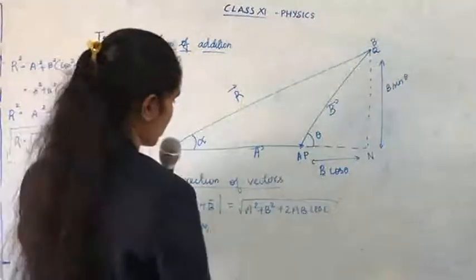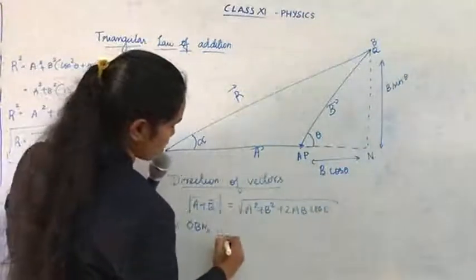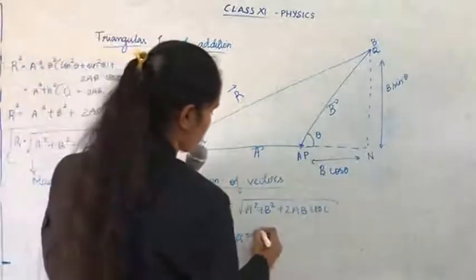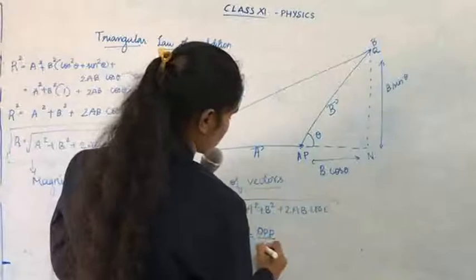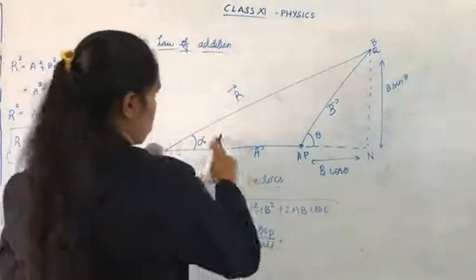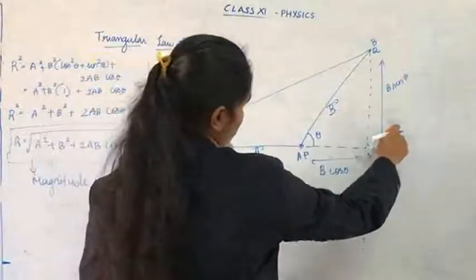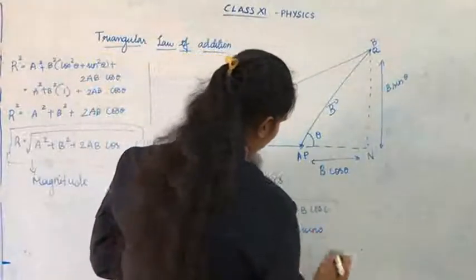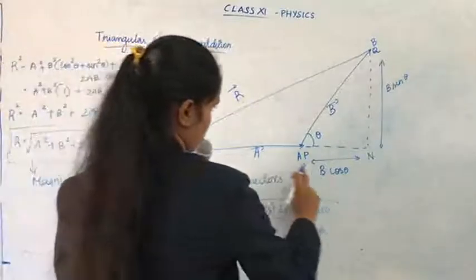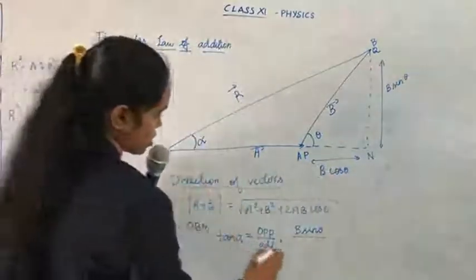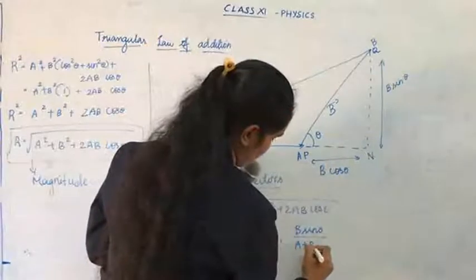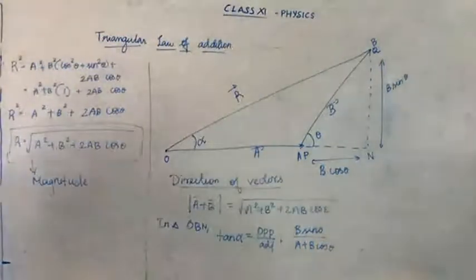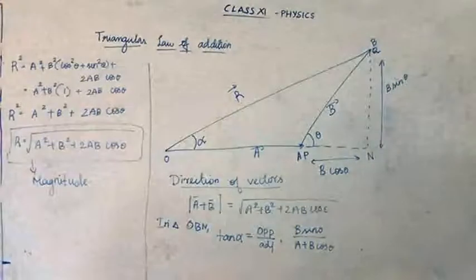In triangle OBN, take the angle alpha. Tan alpha equal to what? Opposite side by adjacent side. Opposite side is B sin theta, by adjacent side, this one, A plus B cos theta. Written.